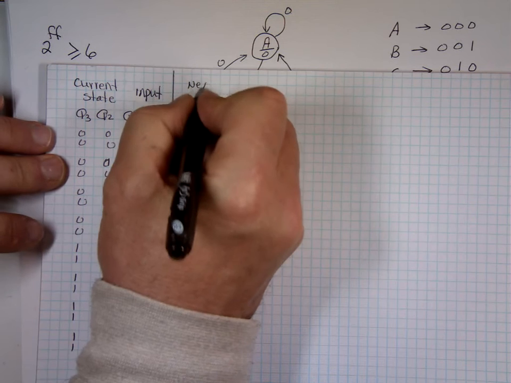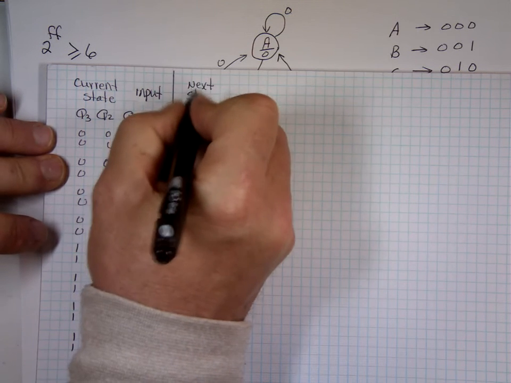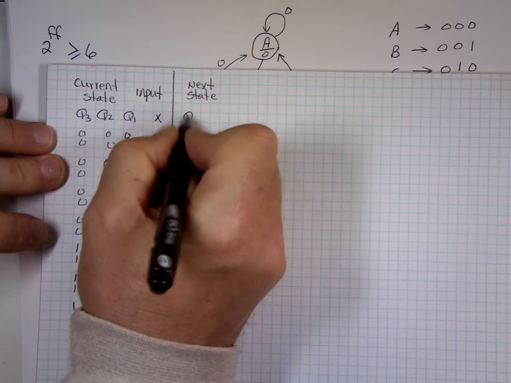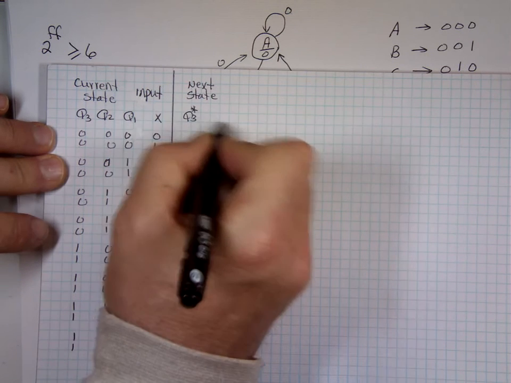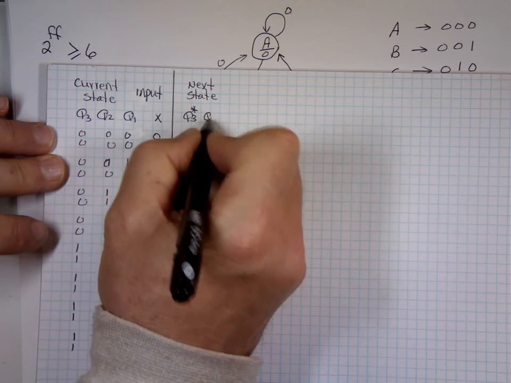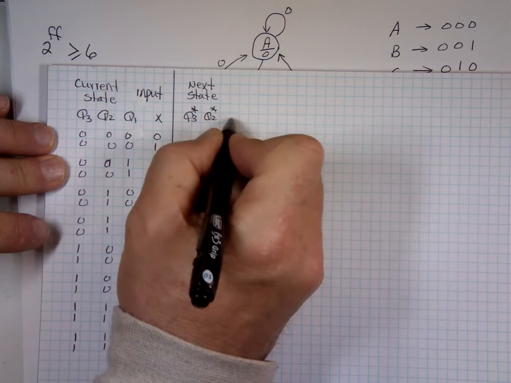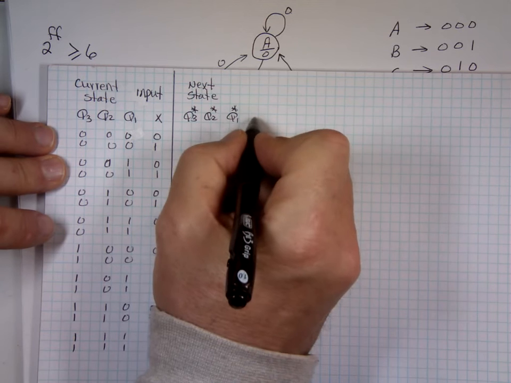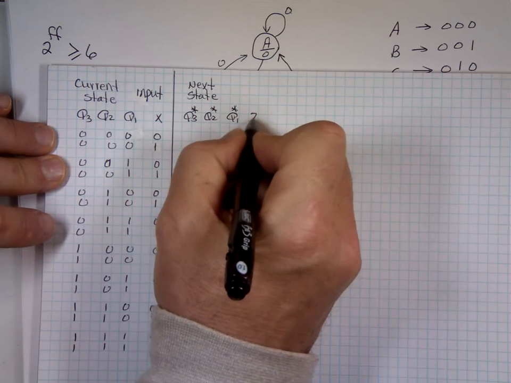Next state. We call them what? Q3 asterisk, like last time. Q2 asterisk. Q1 asterisk. And we have an outside output. We'll call it Z. That's your output.